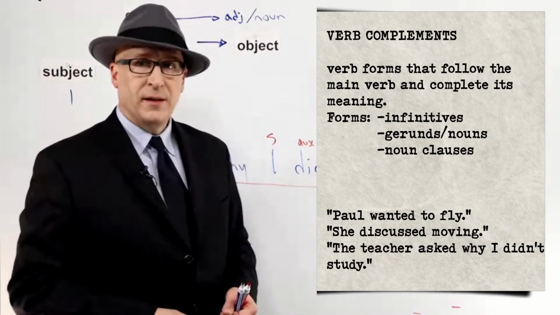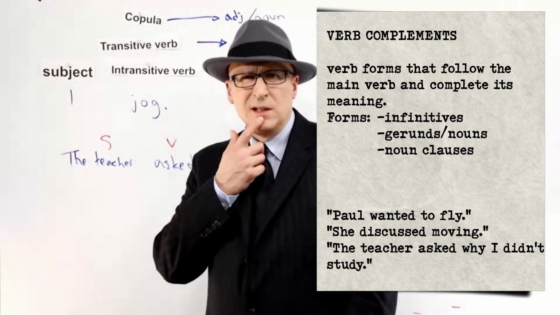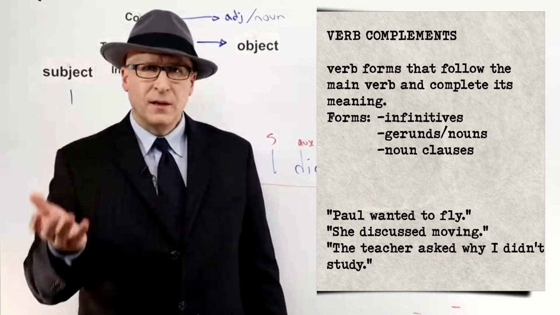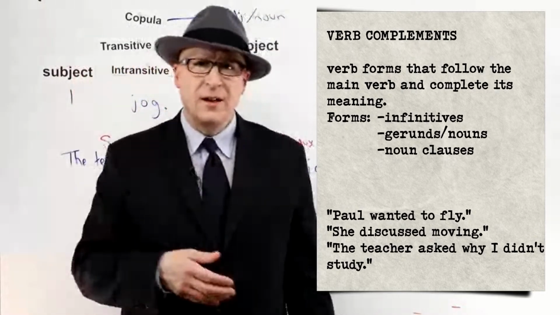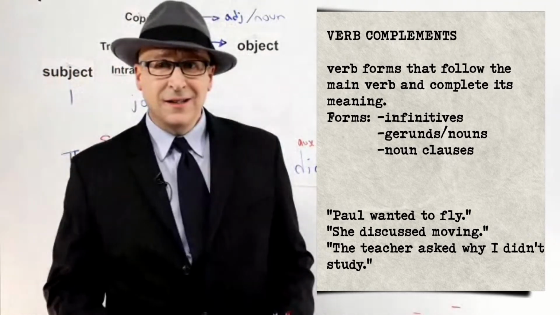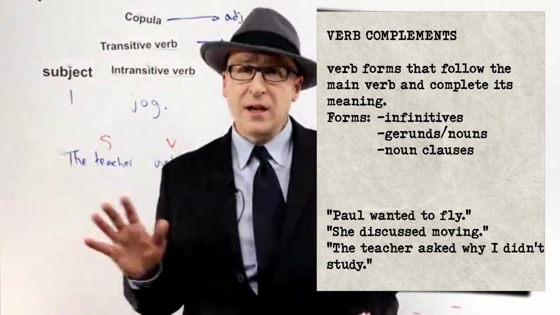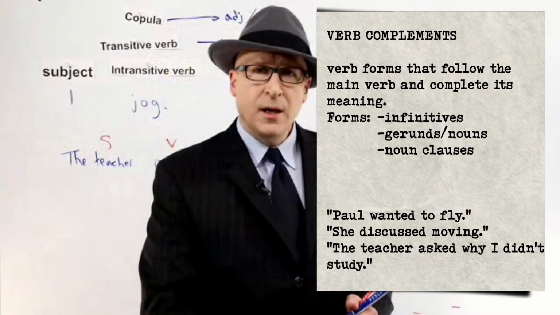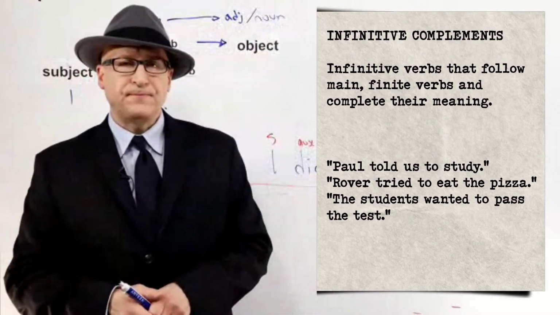That's a verb complement. Now you're probably starting to say to yourself, well, all this stuff that comes after the verb, sometimes it's called a complement. Sometimes it's called an object. Sometimes it's an infinitive. Sometimes it's a gerund. Sometimes it's a noun. Sometimes it's a clause. But isn't it all the same thing? Well, the answer is kind of yes. What we're talking about here are complements. And I'll get back to this in a moment. But there are two other categories we need to look at. Infinitive complements.